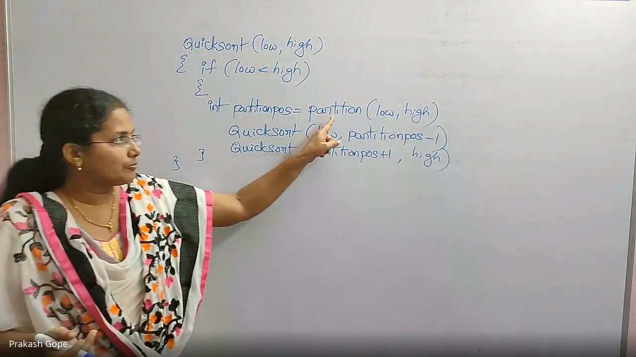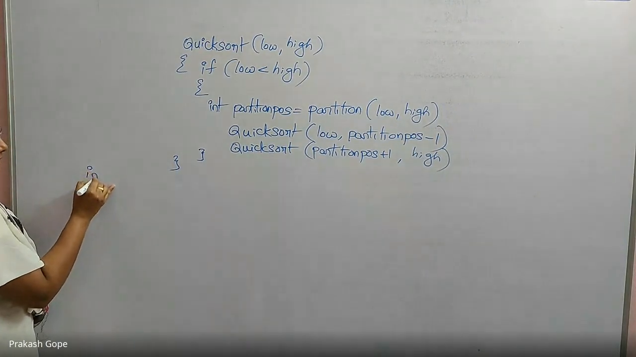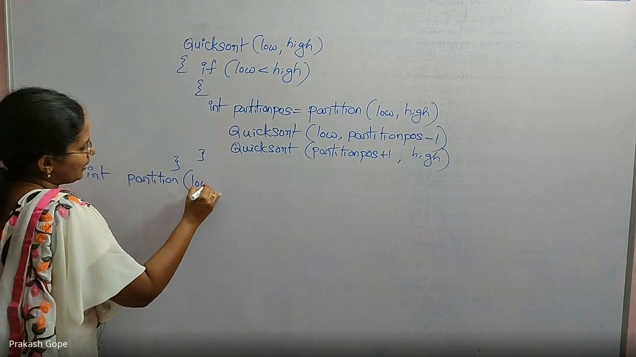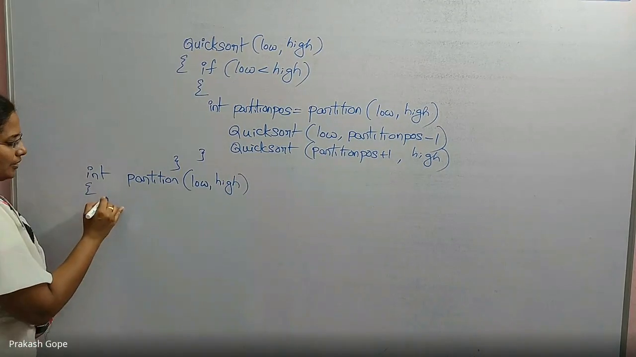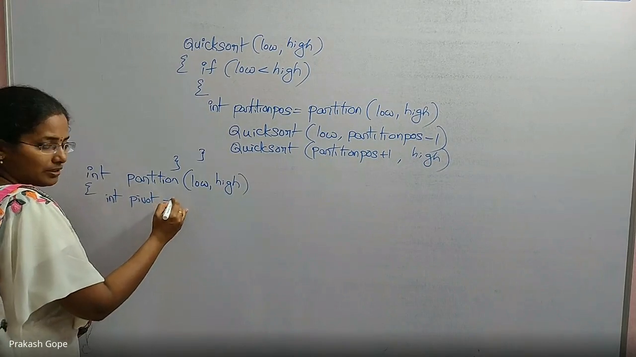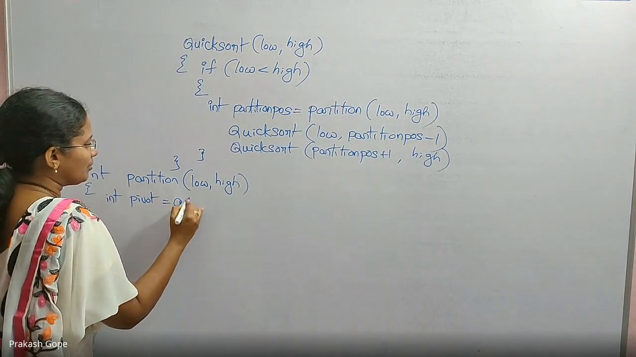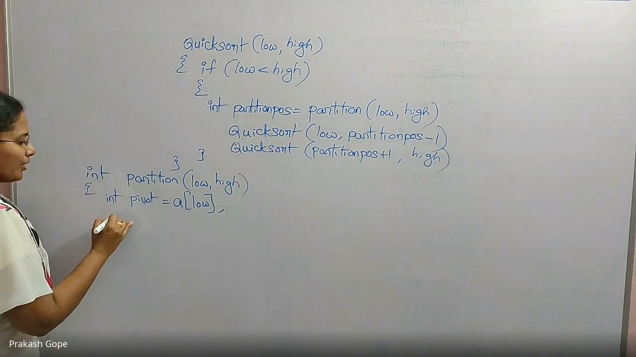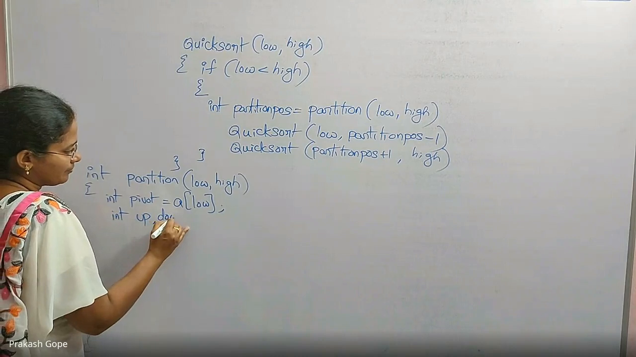Now we need to write the algorithm for partition function. Partition function returns an integer, for which we have passed low and high. Oh, I need a pivot element. So pivot element is nothing but A of low, the first element. Similarly, I need up, which is a position, also down, a position.